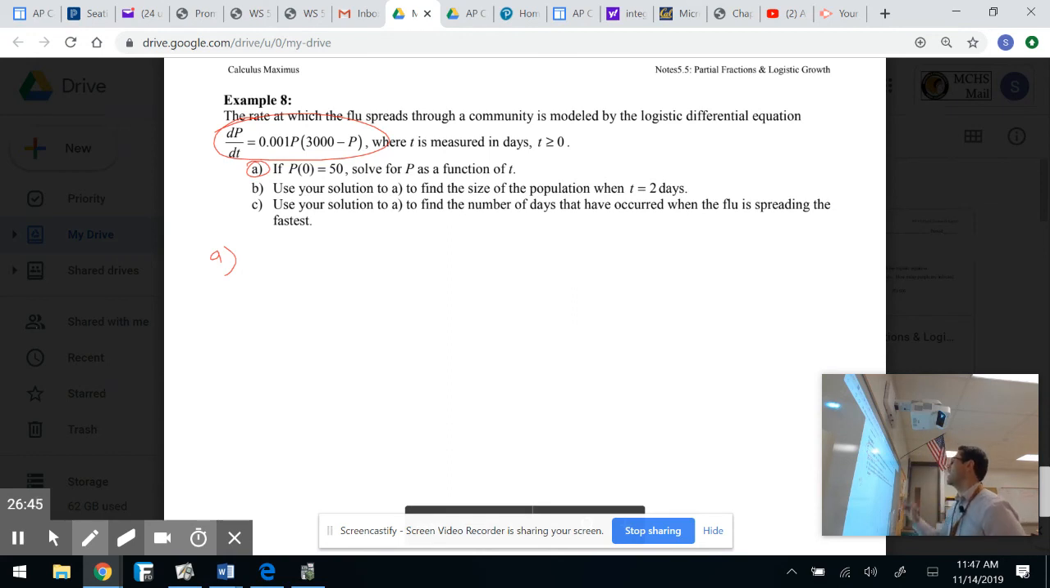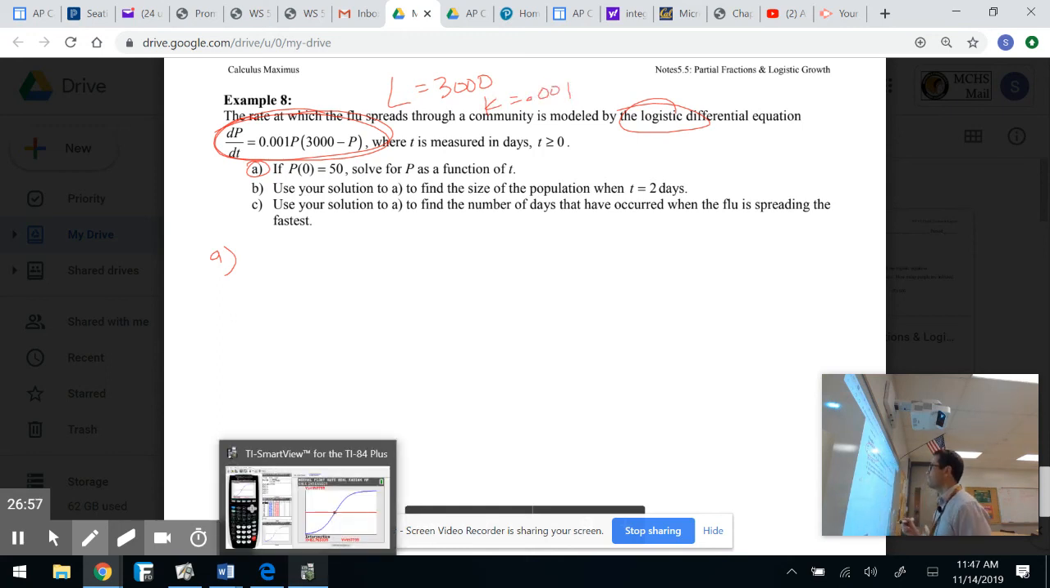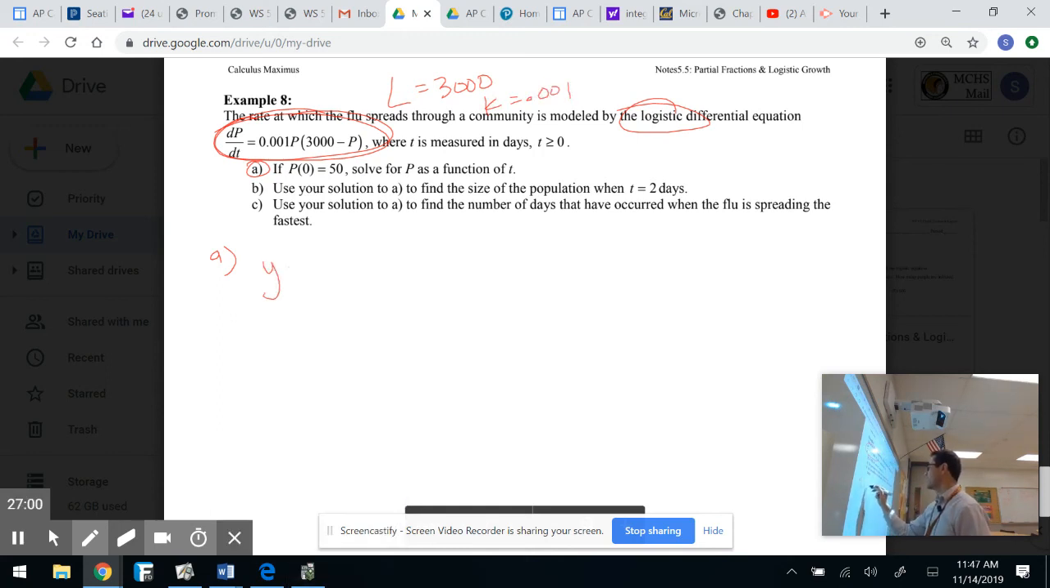So instead, I'm going to say, hey, that's logistic growth. Well, one, I know it is. Two, I can tell the way it looks. And guess what? That means L is 3,000. That means K is 0.001. So let's see. If I want to solve this, I just need to know the formula, right? What's L? L minus, right? Okay, so that means that is equal to 3,000.